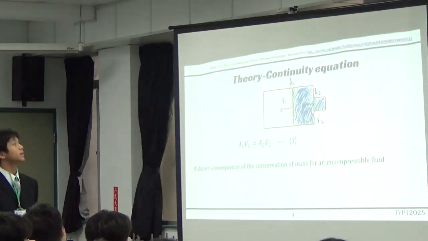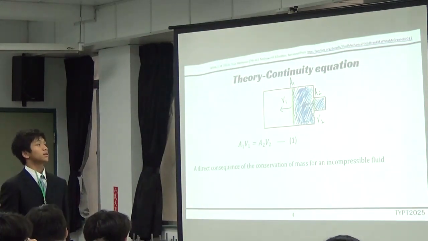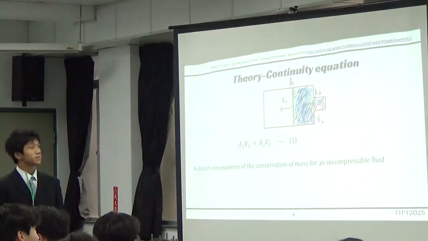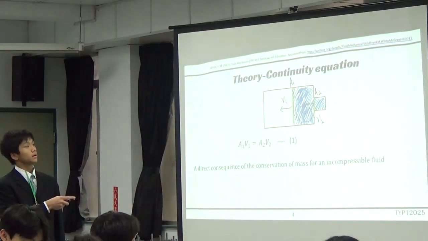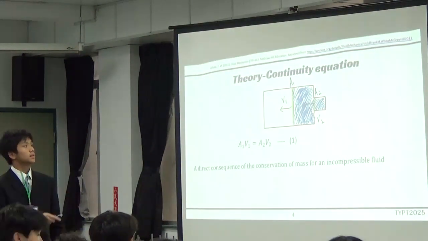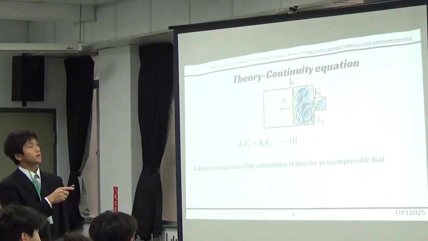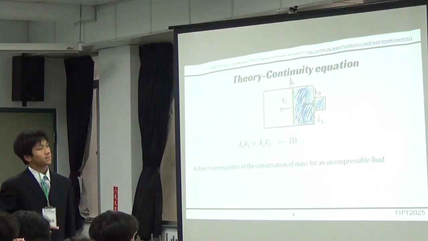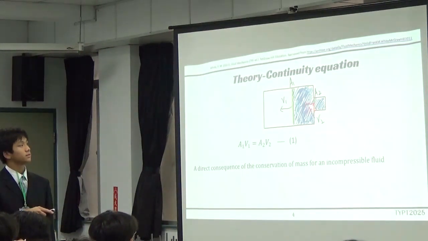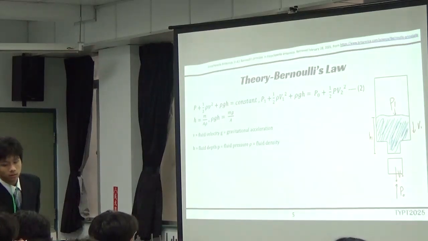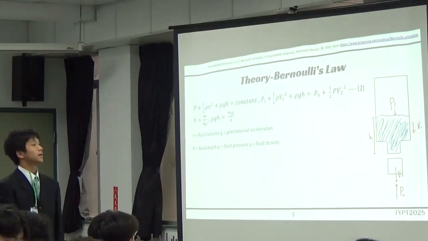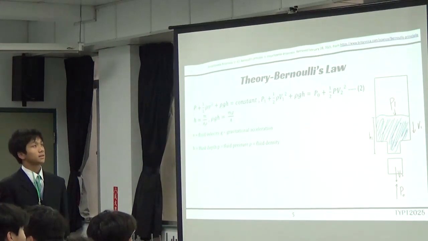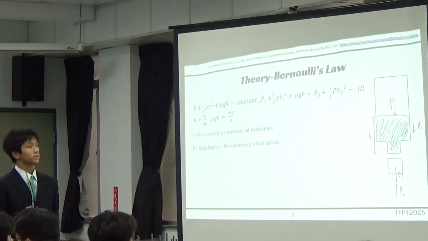This is my first theory, the continuity equation. The continuity equation is a theory used to explain an incompressible fluid as it runs through different areas. So in the equation, area 1 times velocity 1 equals area 2 times velocity 2. And this can explain how fluids flow through different areas. The second theory is Bernoulli's law, and this is used to explain the later equation I'm going to be calculating.